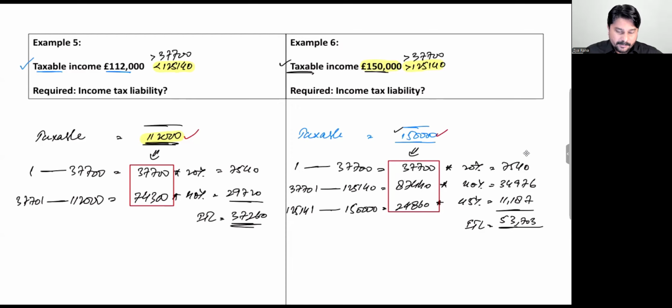In example 5, the maximum tax rate was 40%. So we can set the status of the person. The person would be higher rate taxpayer. But in example 6, the maximum tax rate applicable is 45%. So we can say that person's status is additional rate taxpayer.